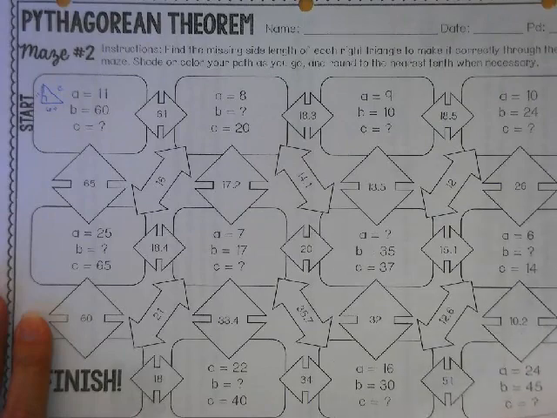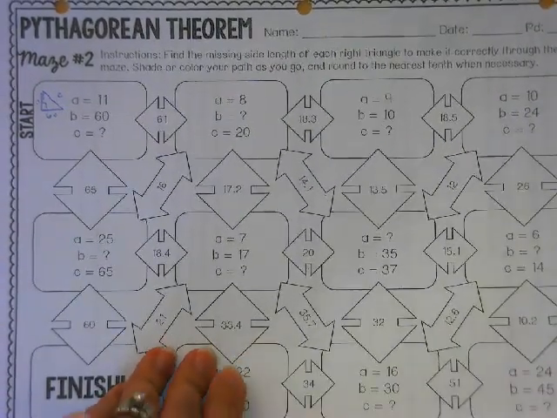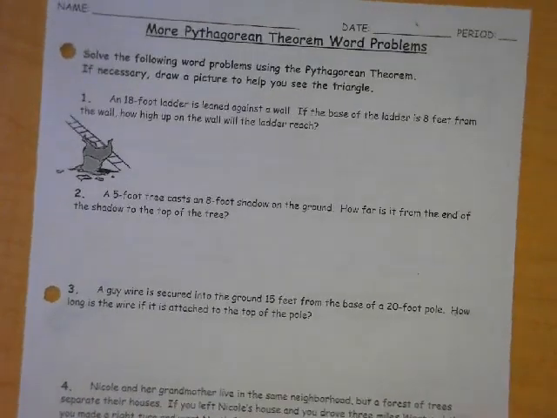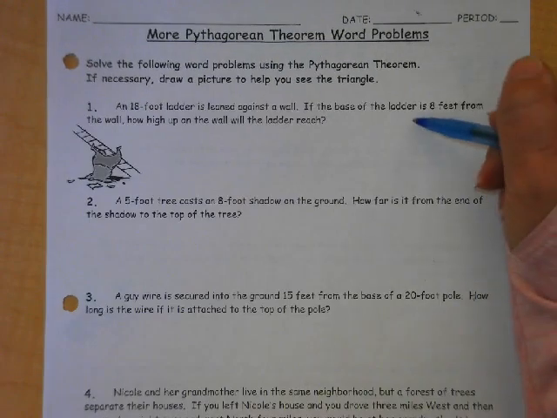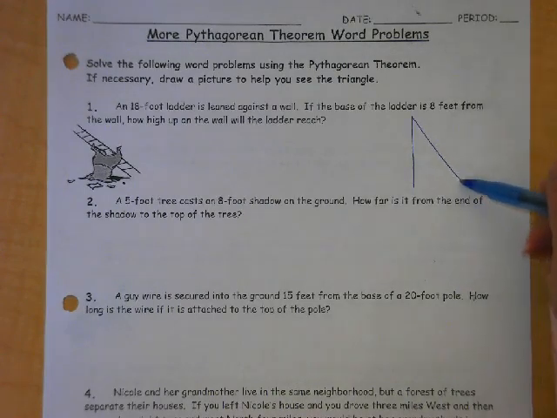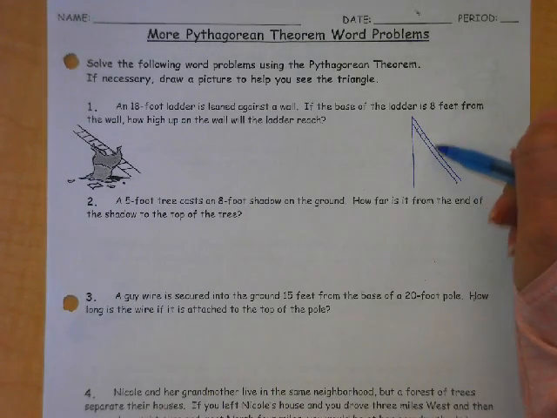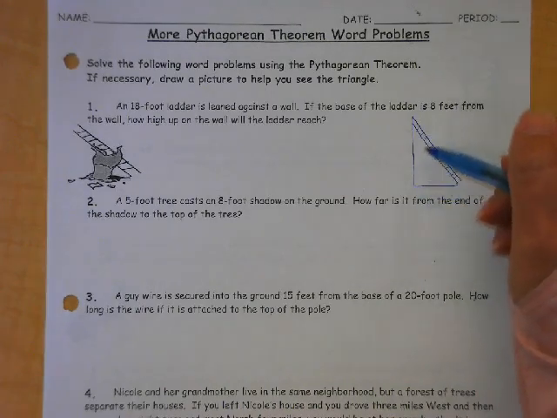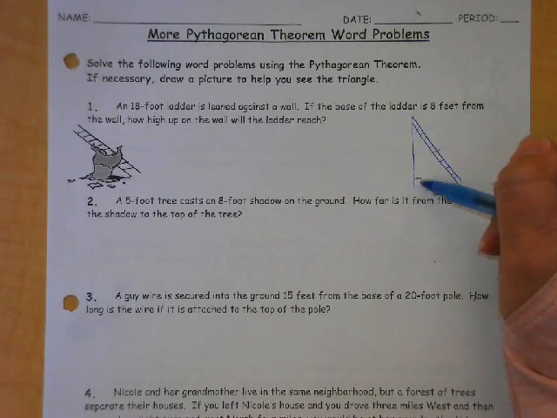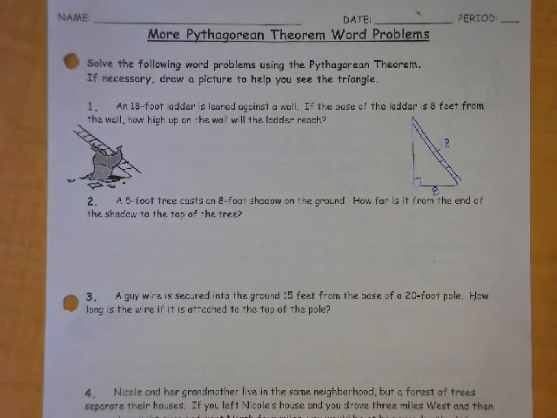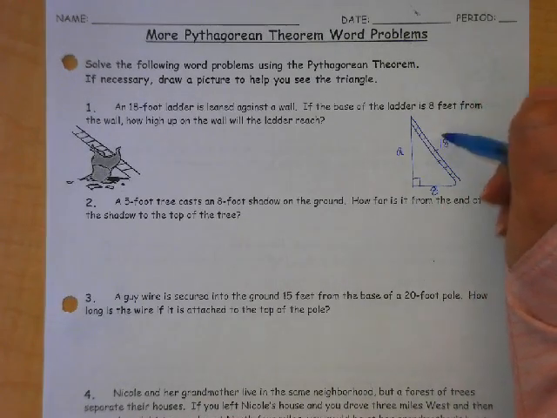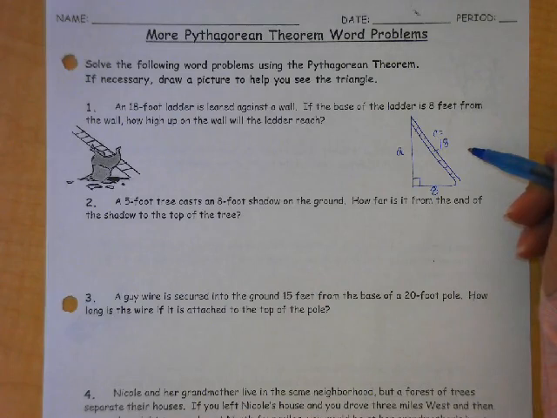The second one is more Pythagorean theorem word problems. Okay, again, this is a lot like the paper we did Friday. If you want to draw a picture, by all means do that. So for example, on number 1, here's our ladder. Here's our wall. It says the base of the ladder is 8 feet from the wall. The ladder is 18 feet. So are we looking for A, B, or C here? A or B, right? So pick, and you know your answer is going to be less than 18, right? So make sure you're doing those checks.